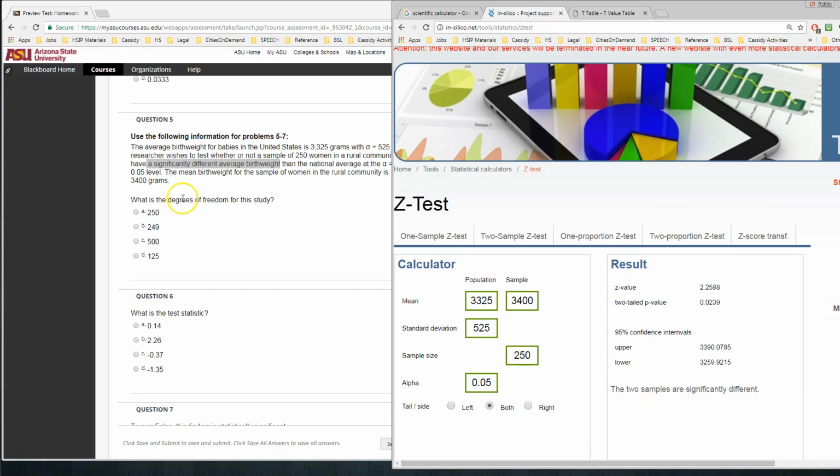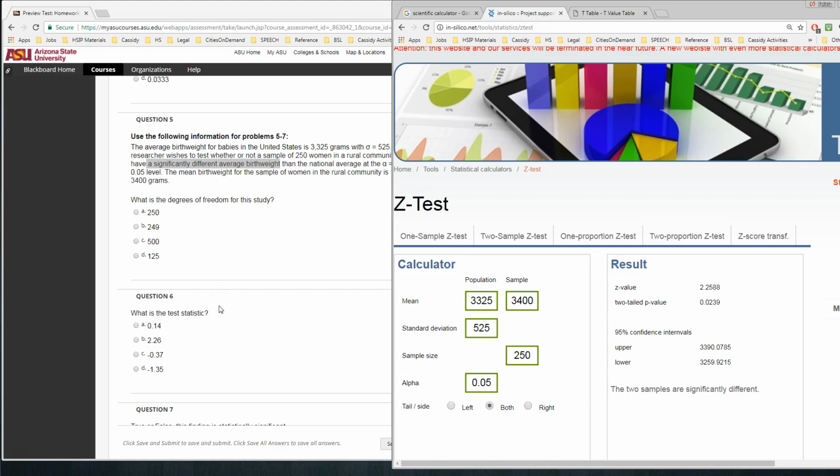So I want to know what is the degrees of freedom for this study. I know that degrees of freedom is going to be my sample size minus 1. It doesn't tell me that in here, but I know that from lecture. So my sample size minus 1 is degrees of freedom. So that's going to be 249.